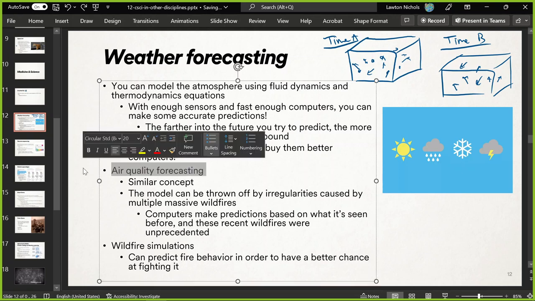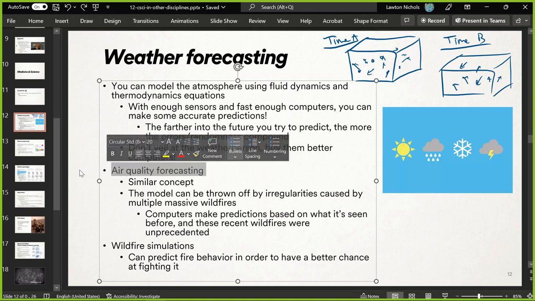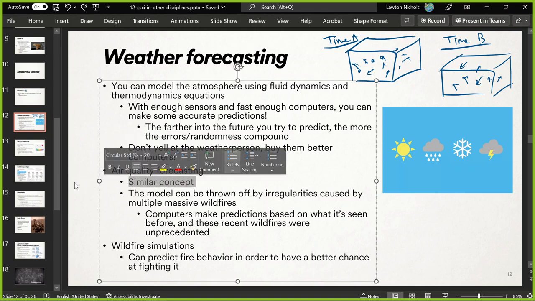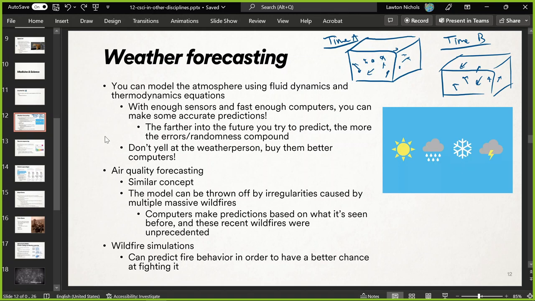Another thing that's very near and dear to our hearts, right, is air quality. Air quality is pretty bad in the valley. You can forecast that just like you can forecast weather, right? Similar concept. You just make a box. Here's what the air is going to look like. Let's predict how much stuff is going to come out of the exhaust of cars, how much the hot sun is going to create, what was it, little tiny ozone particles that are bad for us to inhale, stuff like that. You can predict all of this stuff with enough fancy computers.